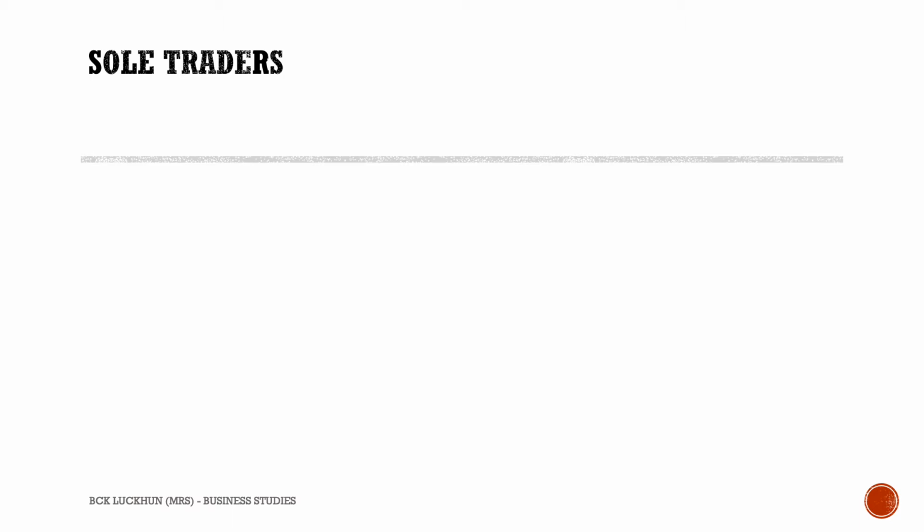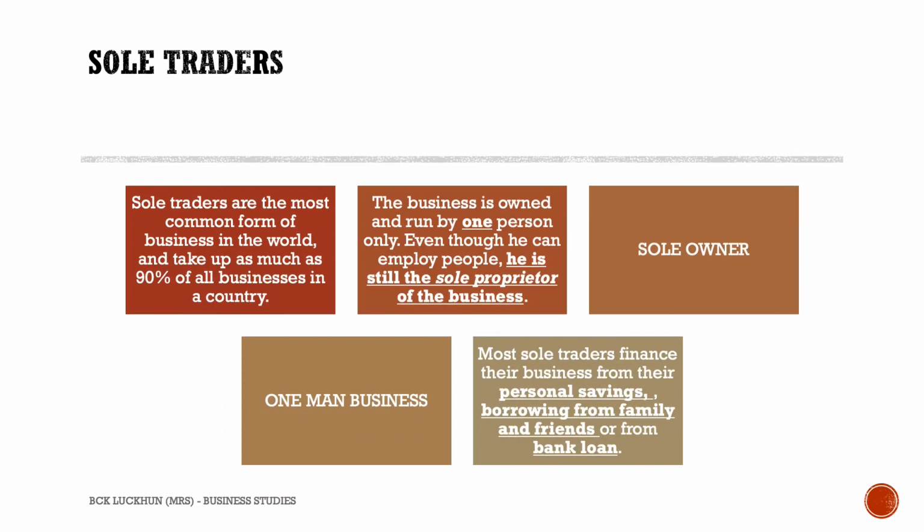So let us start with sole traders. Sole traders are the oldest and most common form of business in the world and take up as much as 90% of all businesses in a country. The business is owned and run by one person only. Even though he can employ people, he is still the sole proprietor of the business. They are the sole owners of the business, which is also called a one-man business.